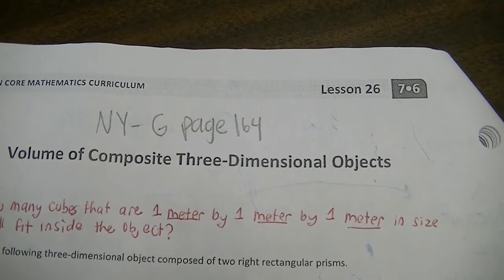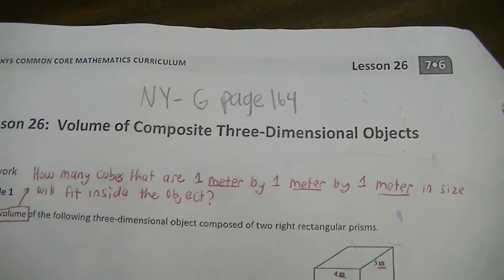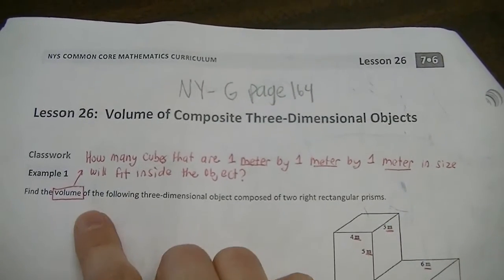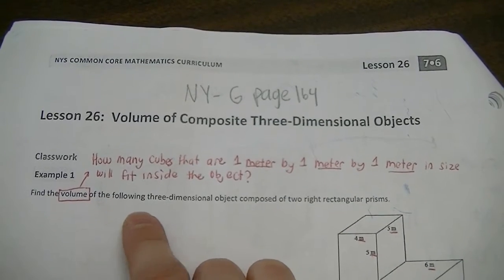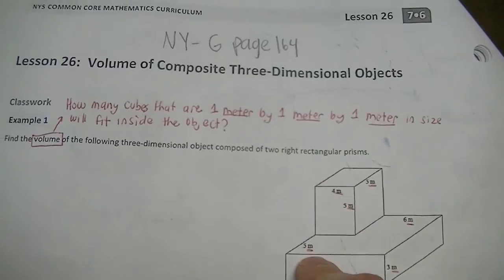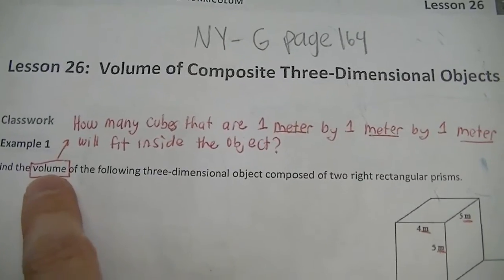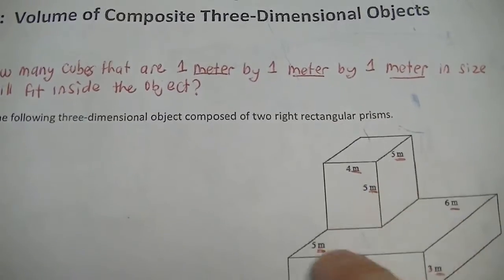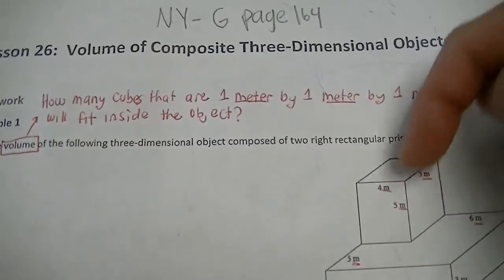This video is going to show you how to complete page 164 out of your math book. The first question says to find the volume of the following three-dimensional object composed of two right rectangular prisms. And just a reminder, volume is going to tell you how many cubes that are 1 meter by 1 meter by 1 meter, because it's measured in meters, in size will fit inside the object.